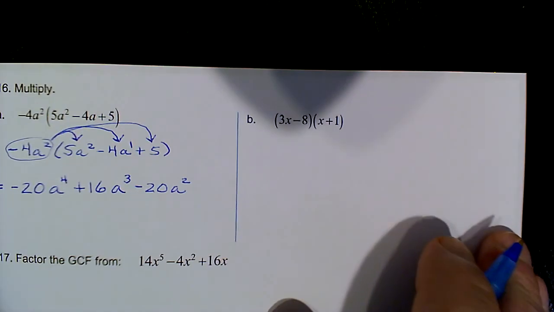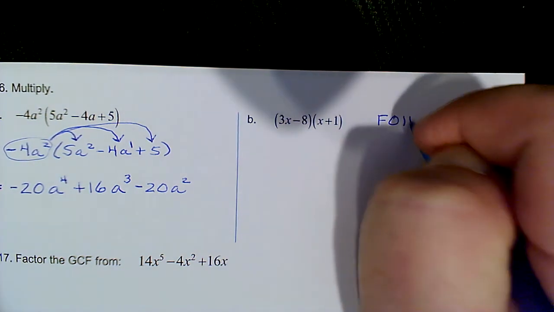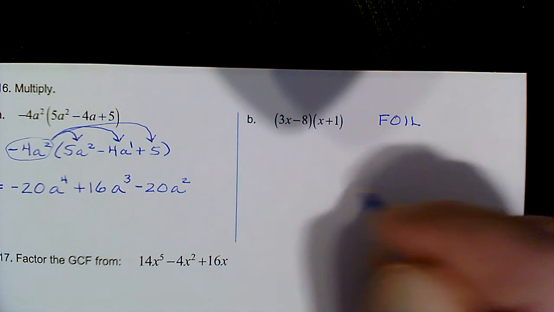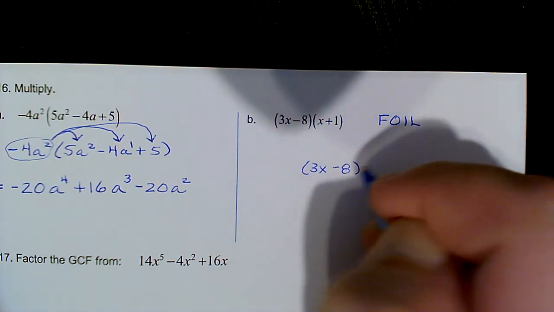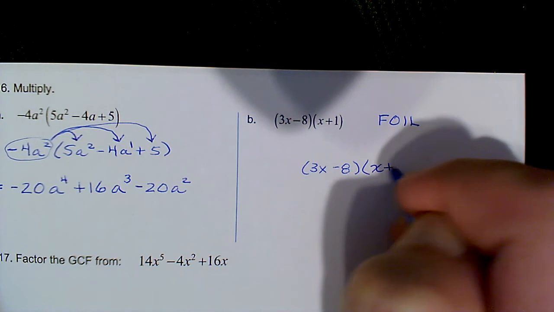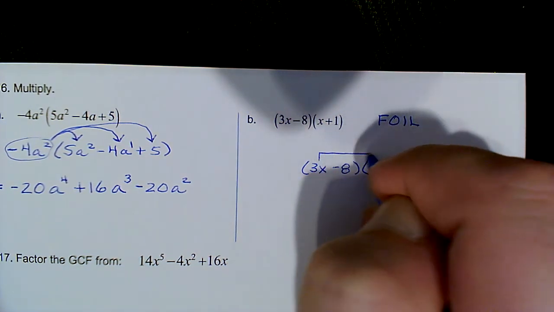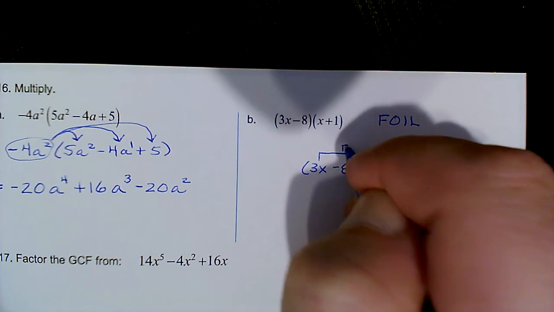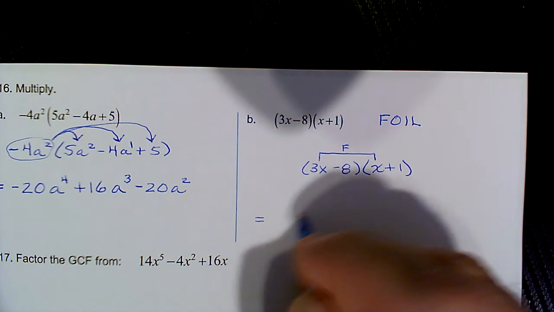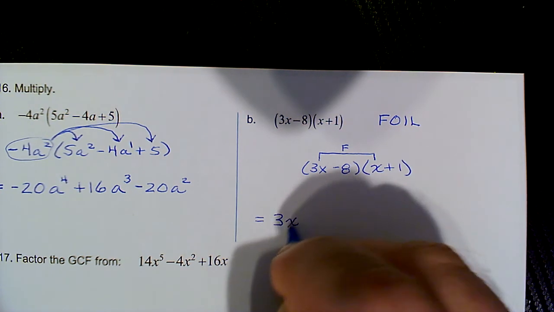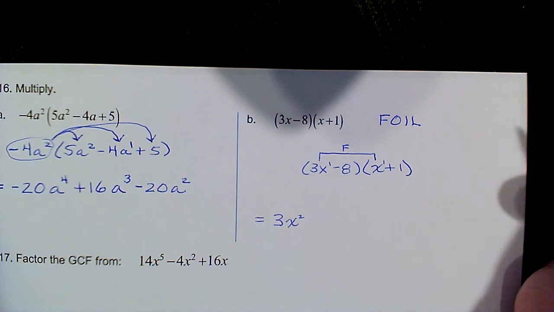So next situation is a binomial times a binomial. And we should recognize that we need to FOIL. So I'll show it literally here. I'll set it up. Go through the FOIL process. 3x times x is the product of the first. I'll leave some space here for my other arrows, but that gives us 3x squared, because that's x to the first, we add the exponents, we get x squared.